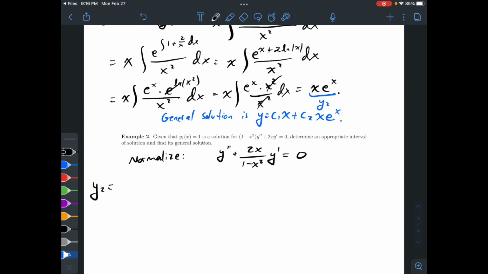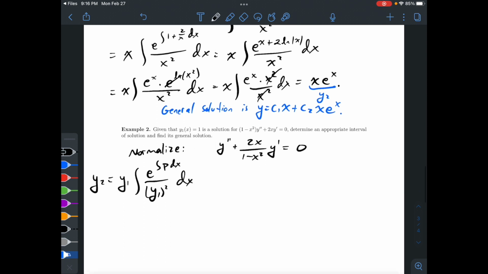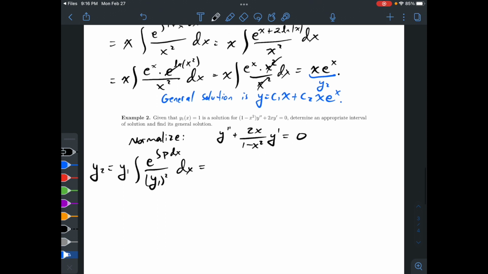So our formula is going to be y2 equals y1 times the integral of e to the integral of p of x dx over y1 squared dx. And our y1 is, okay, so it's telling us that y1 is just equal to 1.